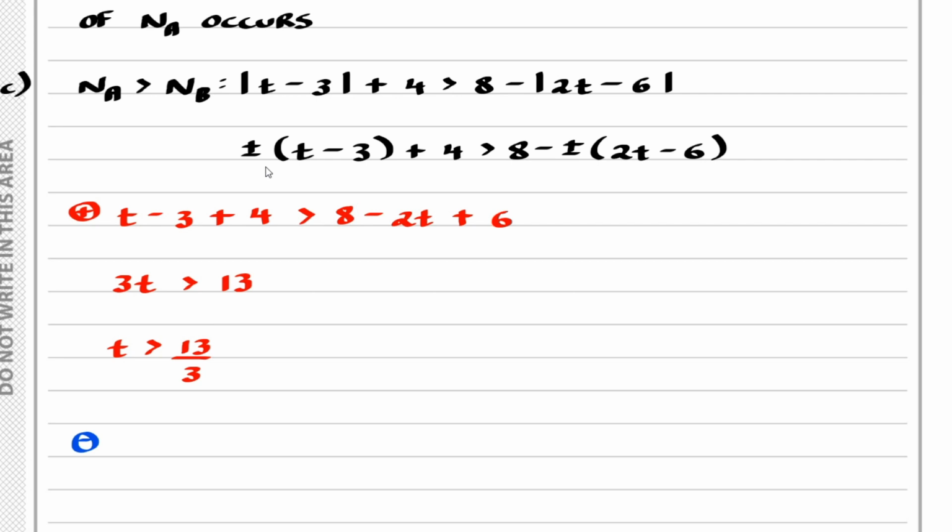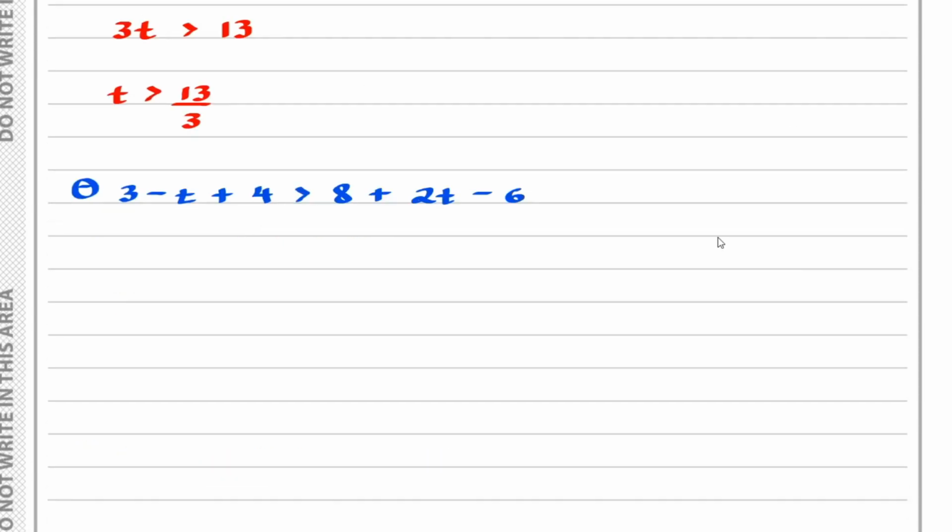Now if I deal with the negative, I've got negative t subtract 3, which is 3 subtract t. Then I add on the 4, and this is greater than 8. Now here I have a negative and a negative, which is positive, so I'm adding on 2t subtract 6. So I have 5 being greater than 3t, which means t is less than 5 over 3.